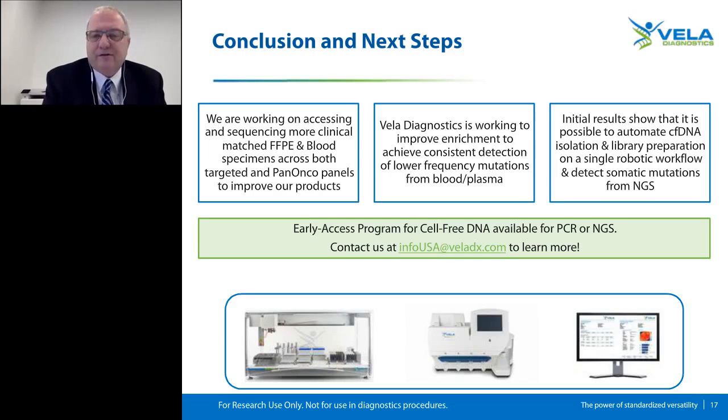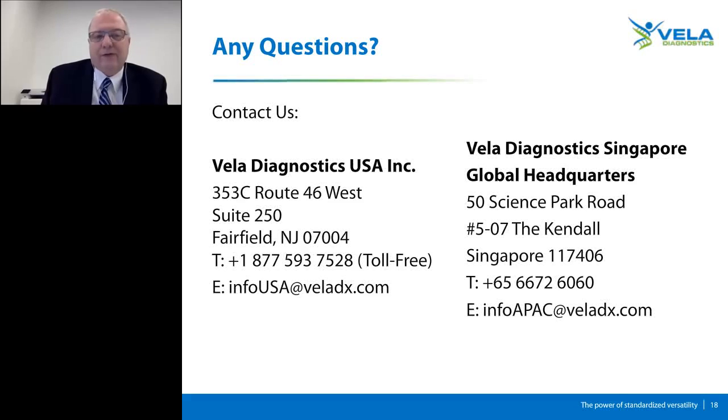From the initial results that I've showed, you can see that it's possible to automate cell-free DNA isolation and library preparation on a single robotic workflow and detect somatic mutations from NGS at a very low frequency with a very low sample input amount. Okay. With that being said, I'd like to ask if there's any questions from the audience where I can continue to explain the system in a greater amount of detail.